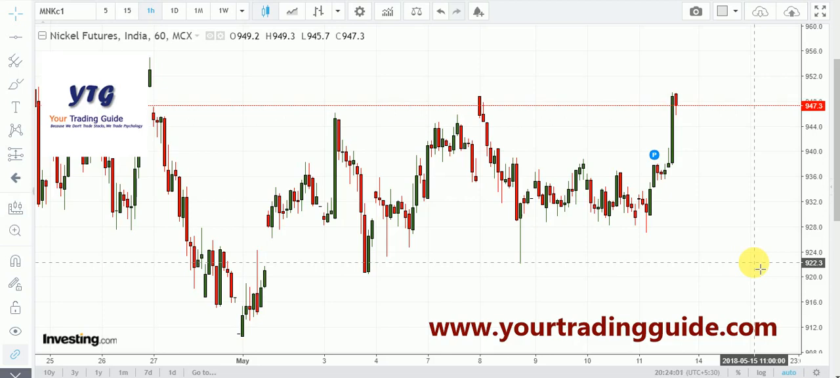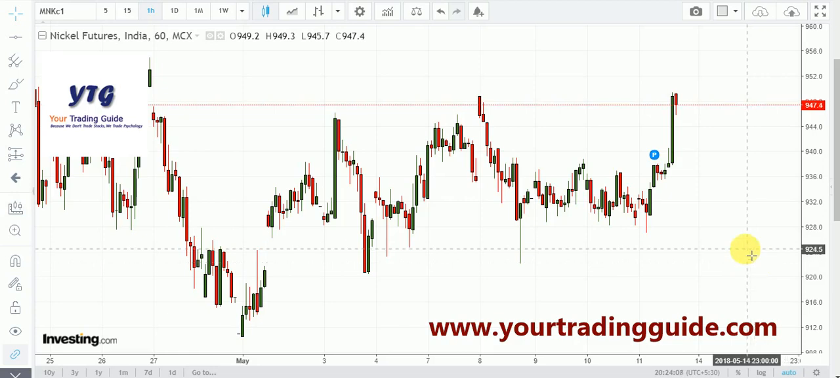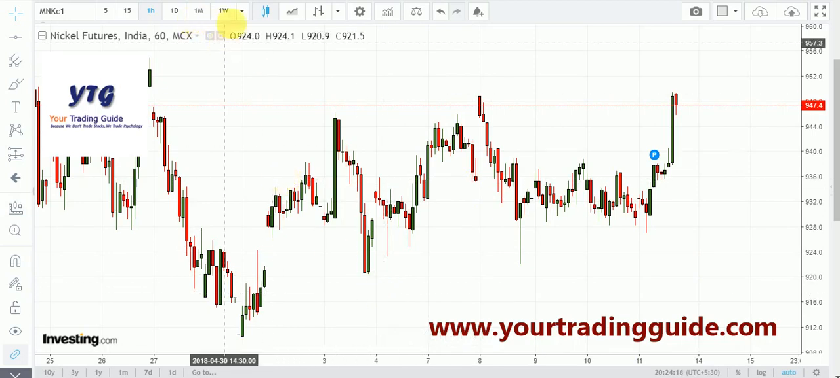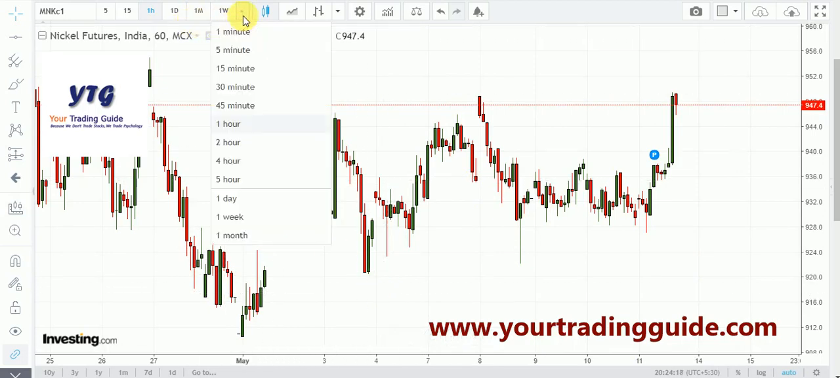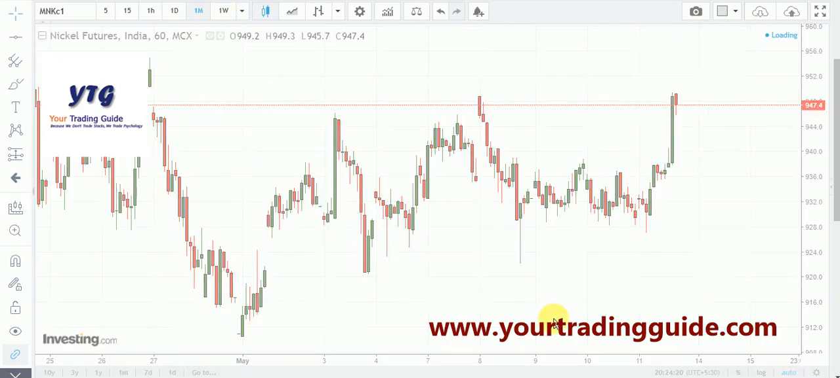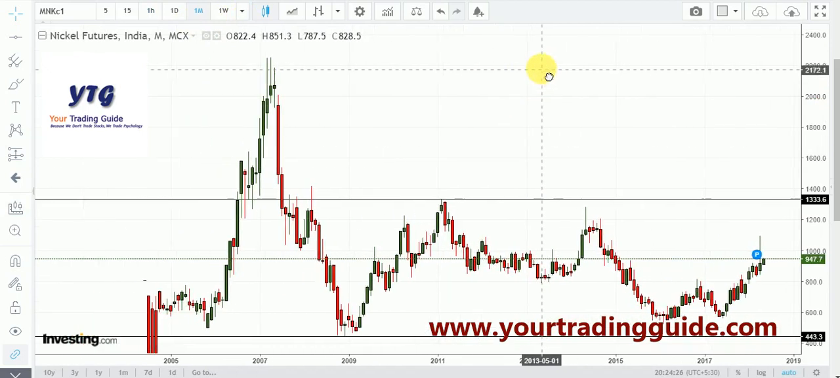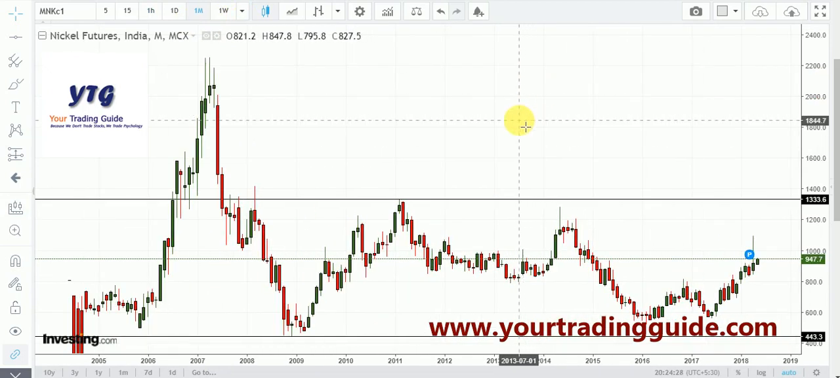Today we decided to come up with the nickel chart. Guys, are you all ready to have a deep analysis on the nickel? Fantastic, let's start the analysis. To start with, I'll start with the monthly chart of the nickel, so that we can have a complete overview of what is happening and what is likely to happen.